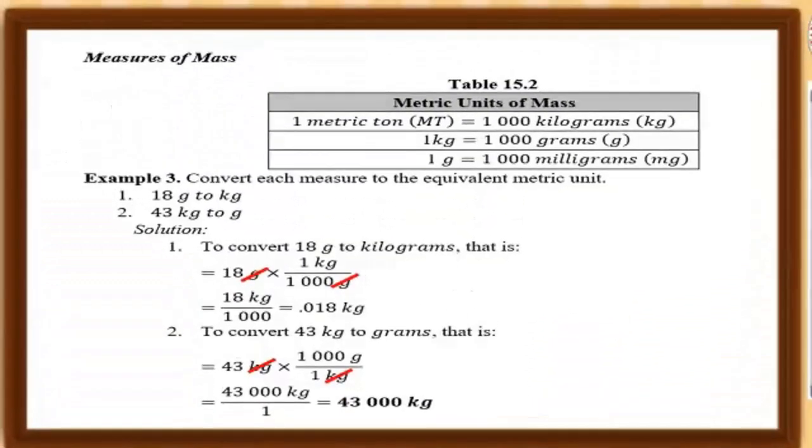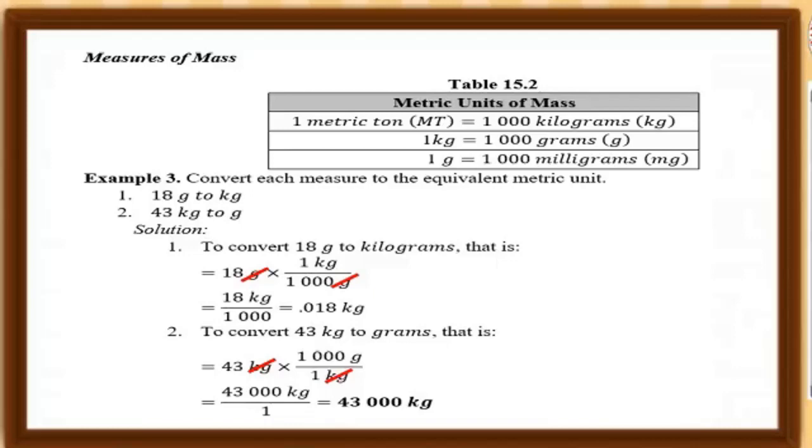Now let us have the measure of mass. So here is the metric unit of mass. So 1 metric ton or MT is equal to 1,000 kilogram. So 1 kilogram is equal to 1,000 grams, and 1 gram is equal to 1,000 milligrams. So convert each measure to the equivalent metric unit. Let us have an example.